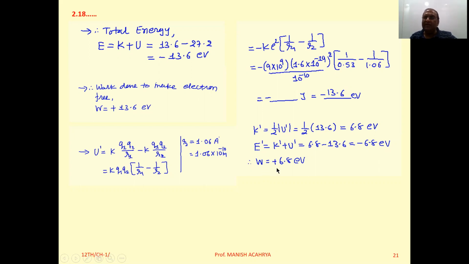So work done to make the electron free is plus 6.8 electron volt. Clear to all of you?